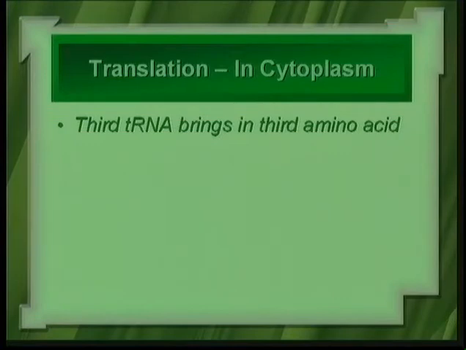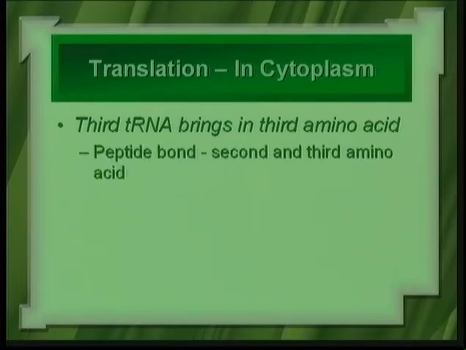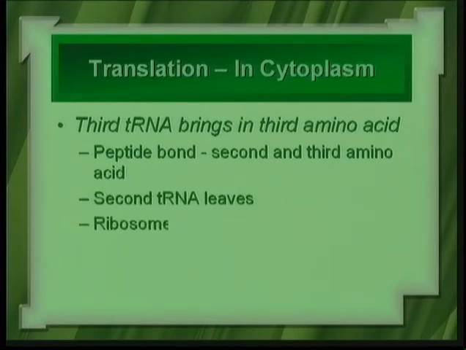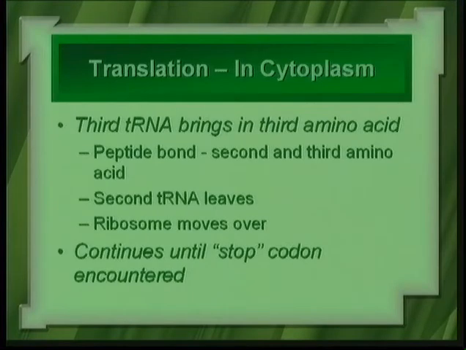The next thing that happens is that the third tRNA will bring in the third amino acid, with a peptide bond between the second and the third amino acid. The second tRNA leaves, and this happens over and over from 50 to 500 times or more. This continues all those times until finally the codon that signals the cell to stop is encountered.